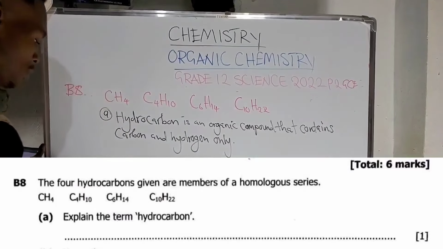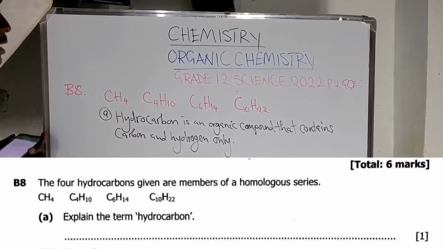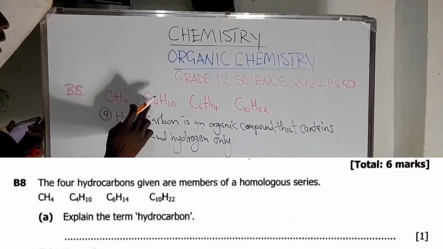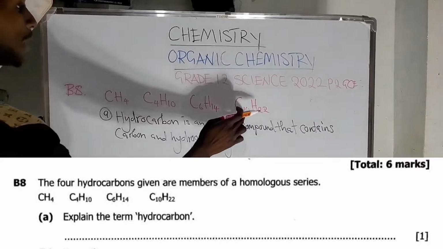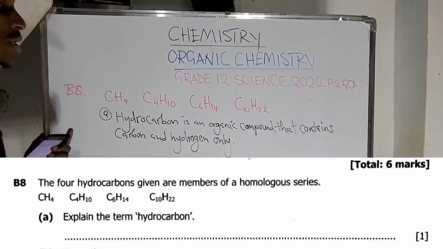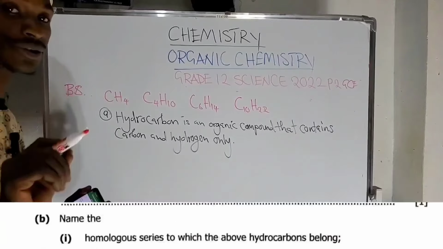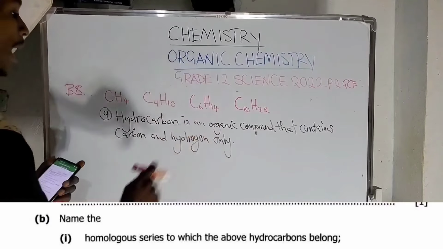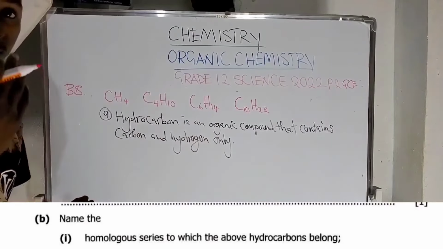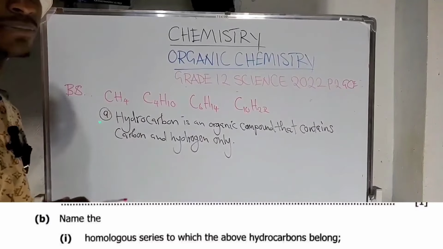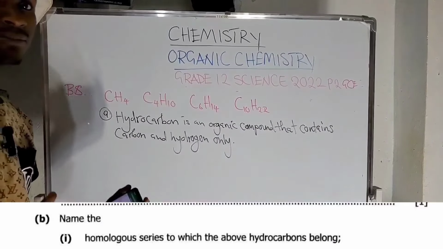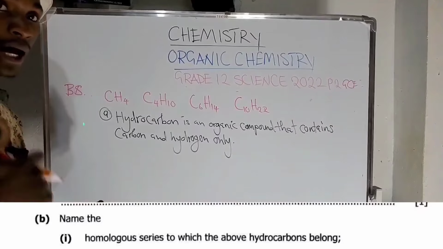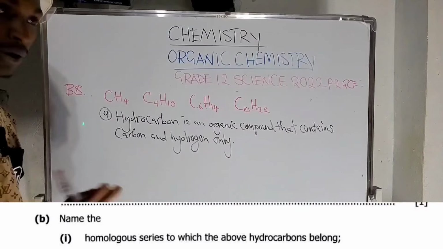Okay, so if you look at these compounds here, there is carbon, hydrogen, carbon, hydrogen, carbon, hydrogen, carbon, hydrogen. There is no oxygen or any other element. So these are hydrocarbons. Hydrocarbons are simply organic compounds that are made up of carbon and hydrogen atoms only.